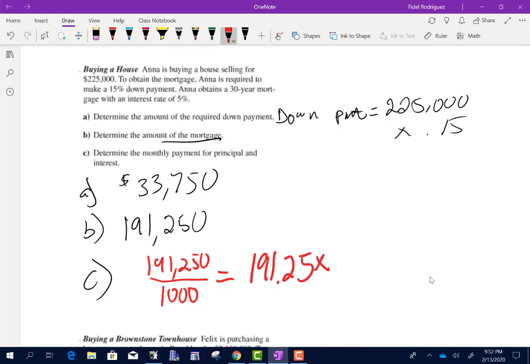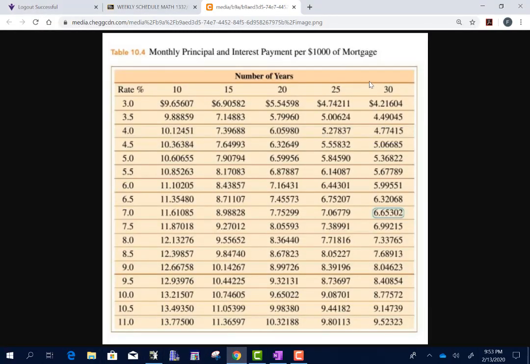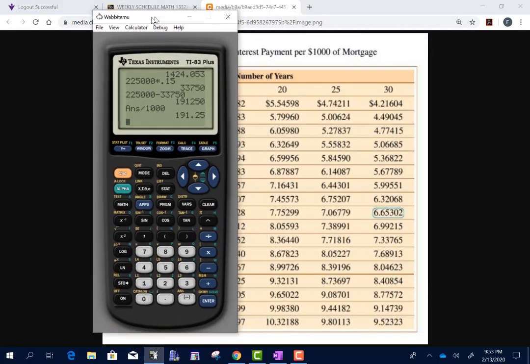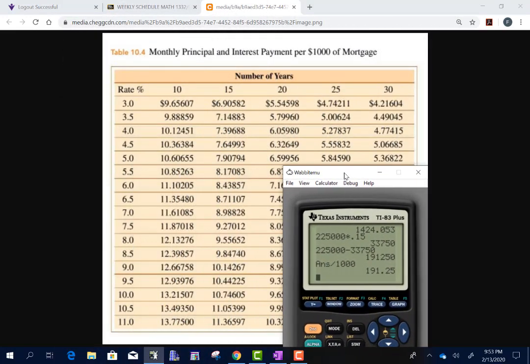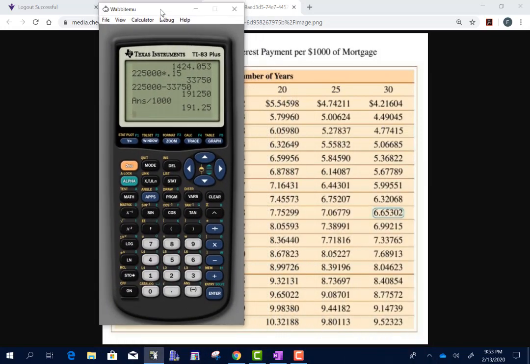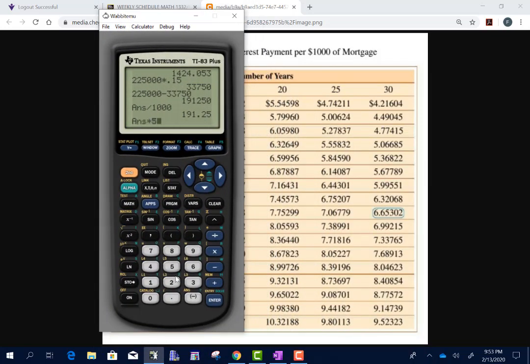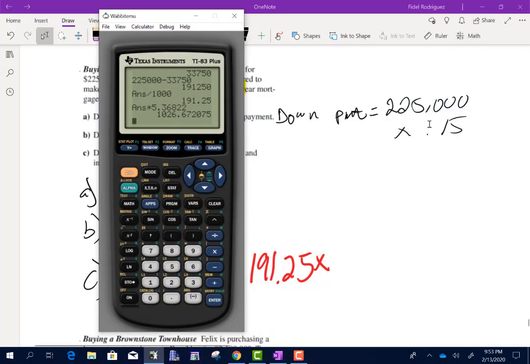So 191.25 and times. Now, what we're going to do here is we're going to go to 30 years and 5%. So I have it right here for us too. Here's 30 years and here's 5%. It's that 5 point whatever that is. So look, I'm going to grab my calculator right here. 30 years at 5% is the 5.36822. So I'm going to take this number times 5.36822 equals, here's my monthly mortgage payment.